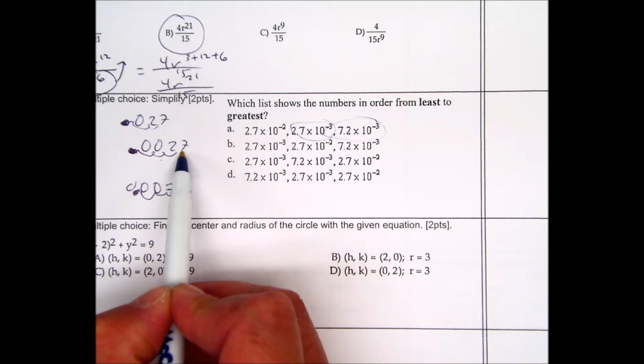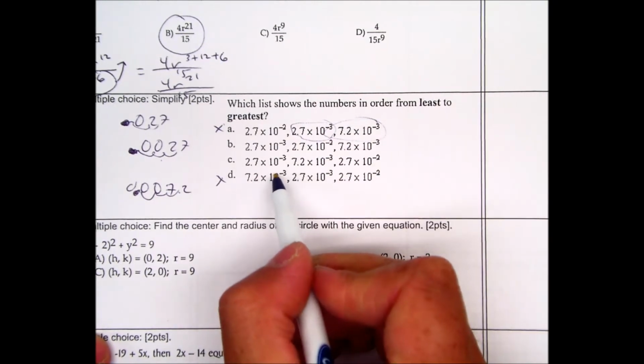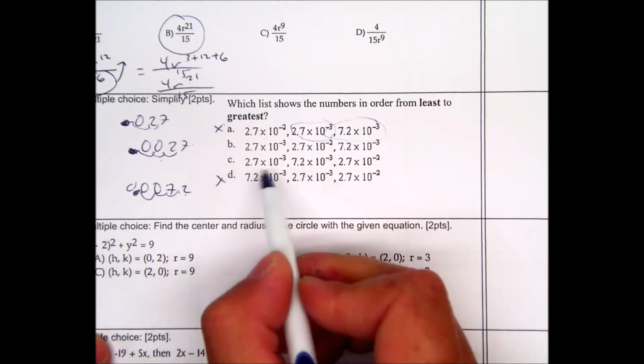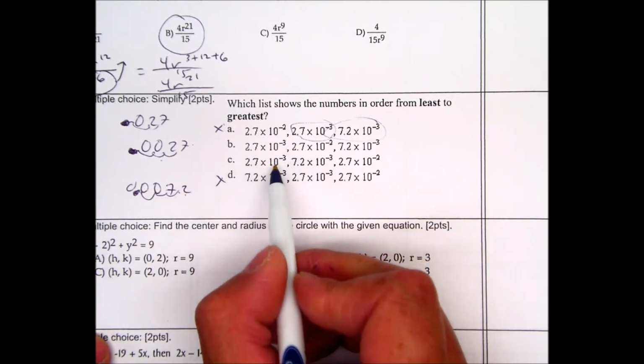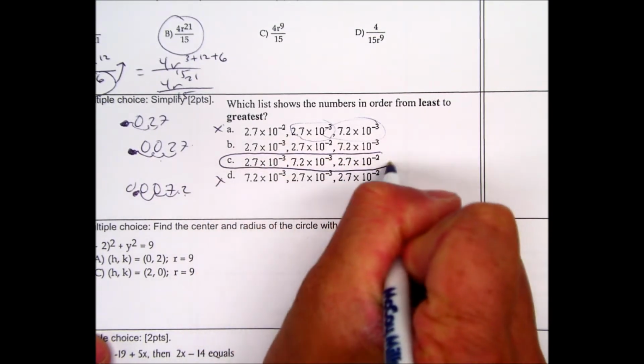So 2.7 to the -3. So it's not going to be either of these two. And then 0.072. So that's 7.2 to the -3. And then so C is the correct answer.